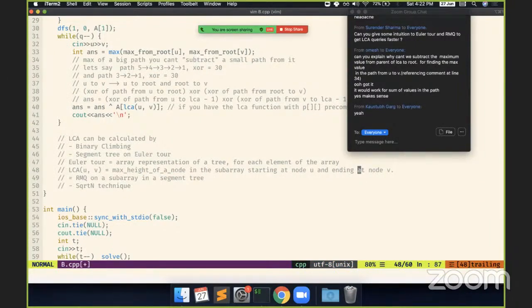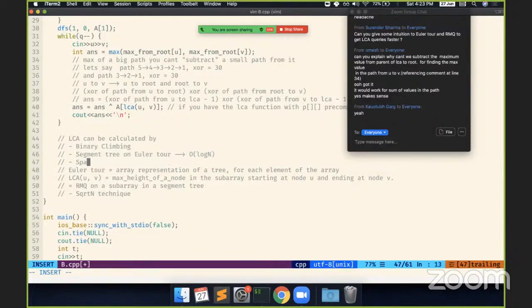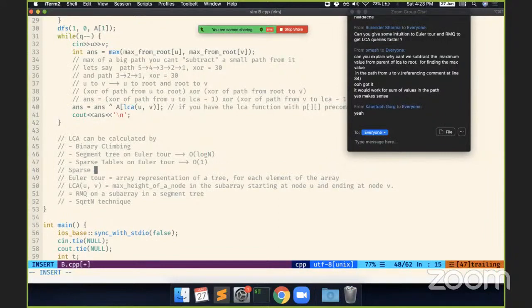Even segment tree or sparse table or whatever. So segment tree on Euler tour is still order log n. If you're interested, you can read up on sparse tables. And if you use sparse table on Euler tour, which is kind of like a segment tree but slightly weaker, you can't do updates. But okay, so sparse table versus segment tree.